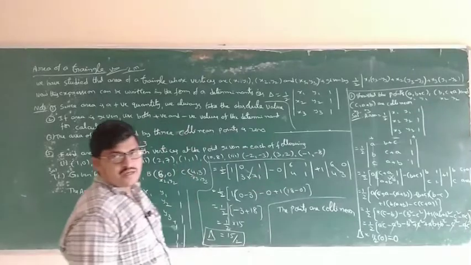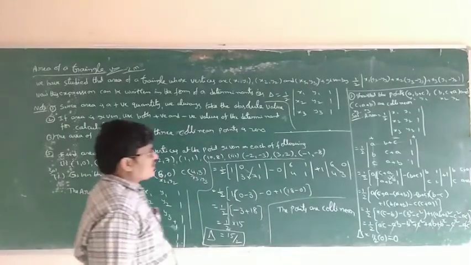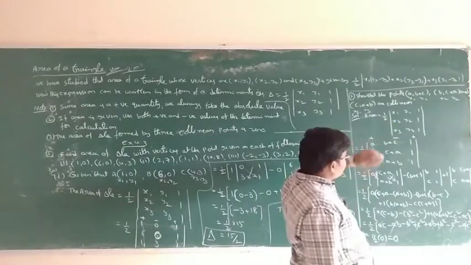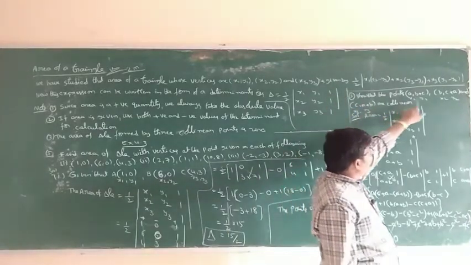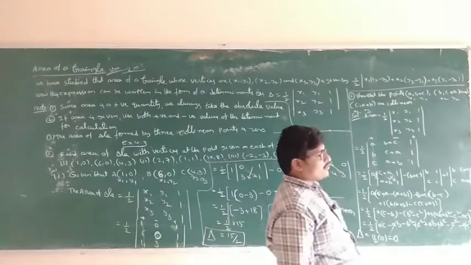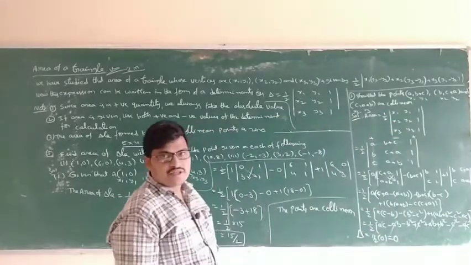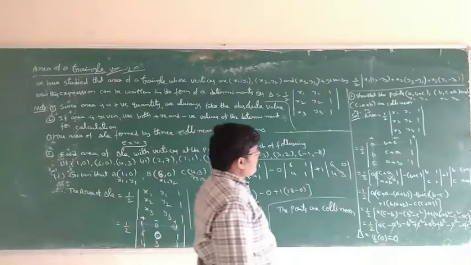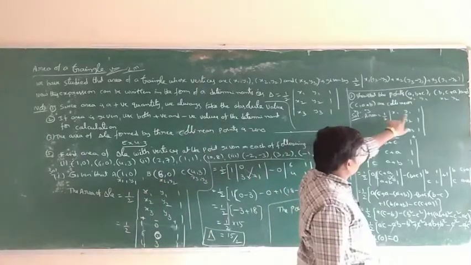So the points are collinear. Once again we show that the 3 points are collinear. Collinear means area is equal to 0. Area is equal to 0 means area is 1 by 2 into the determinant formula.